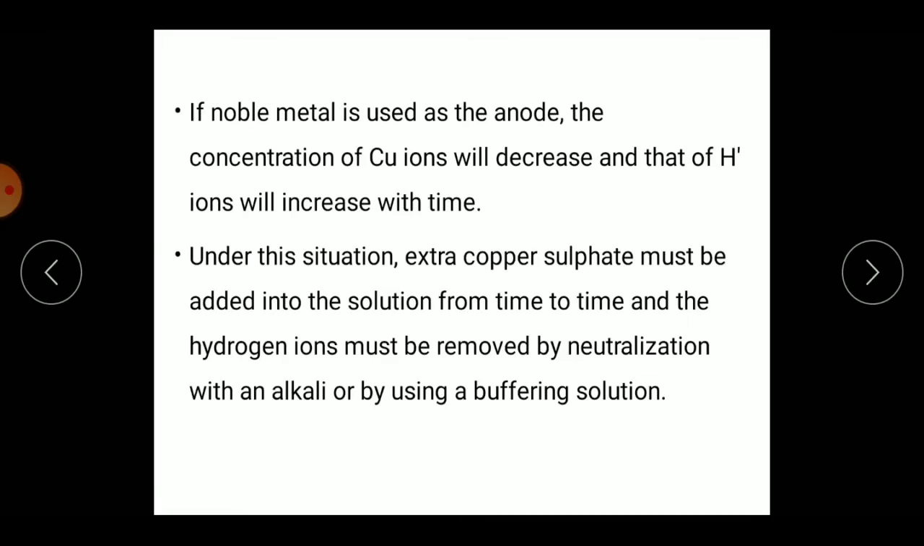So in this case, you will add excess, that is extra, copper sulfate solution. In order to maintain the hydrogen ion concentration, it should be removed by neutralization with alkali or by using a buffering solution. So this is the explanation for the complete process of electrodeposition or electroplating.